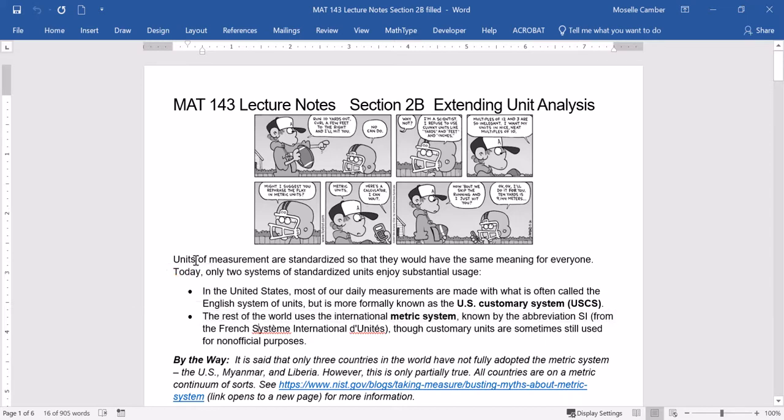Okay, so in 2B we're going to get a little bit more into unit analysis, looking at different systems and going from there. There are basically two ways of measurement in the world. There is the metric system, and there is what we're going to call the US customary system, which some people call the imperial system.